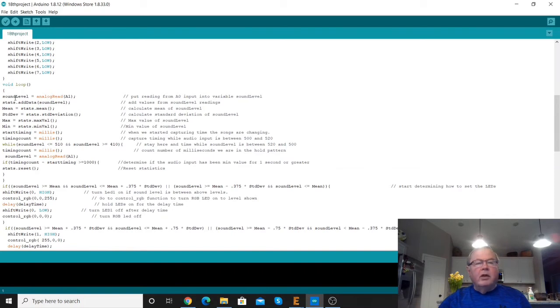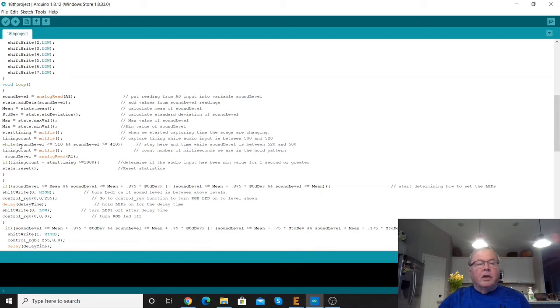And we've got the sound level, and we're setting that equal to an analog read of the output of our microphone amplifier, or A1 of the Arduino. And then we're going to perform some statistics on that to get the mean, standard deviation, the max, and the min. And then we've got some timing here that we're setting equal to the amount of milliseconds that this program has been running.